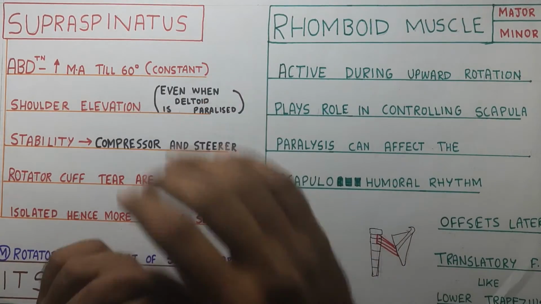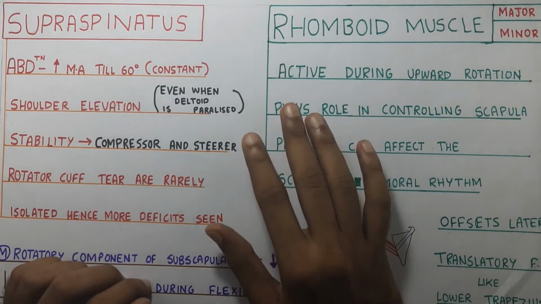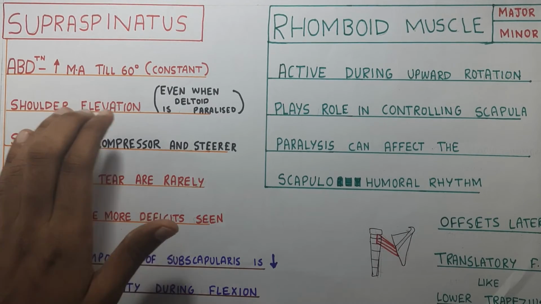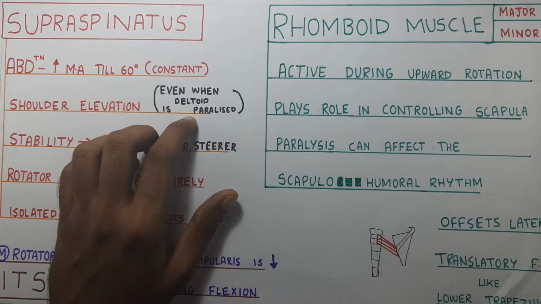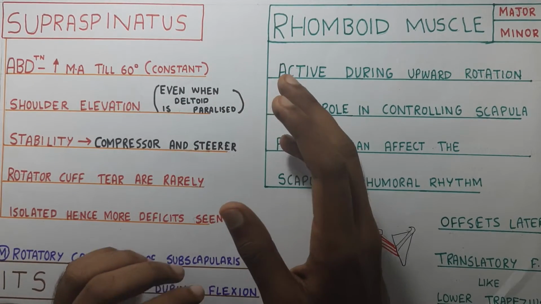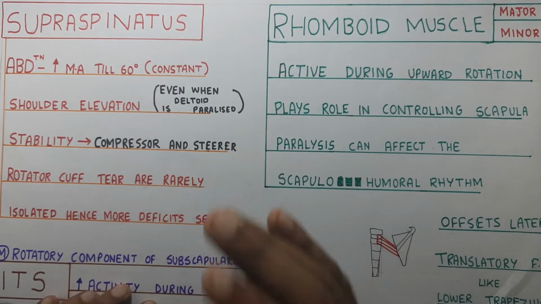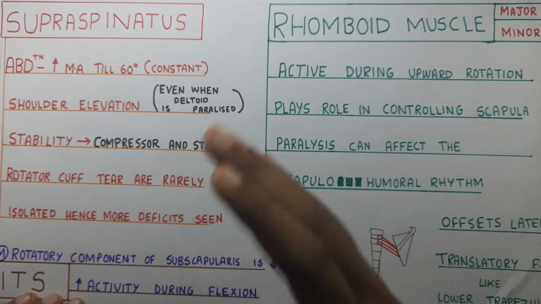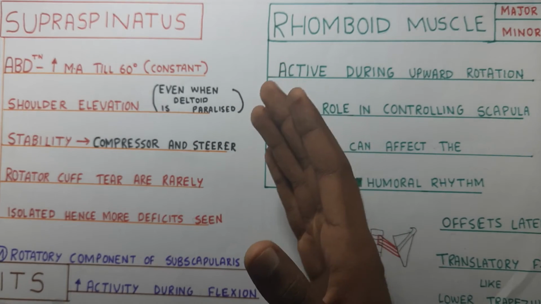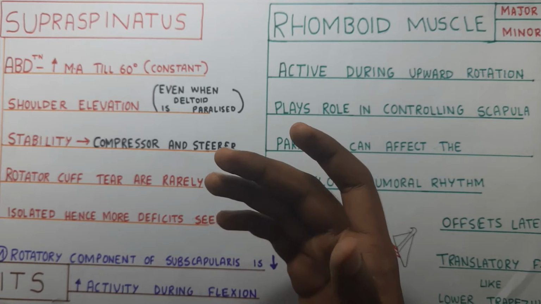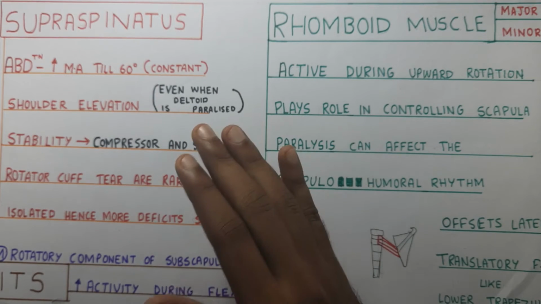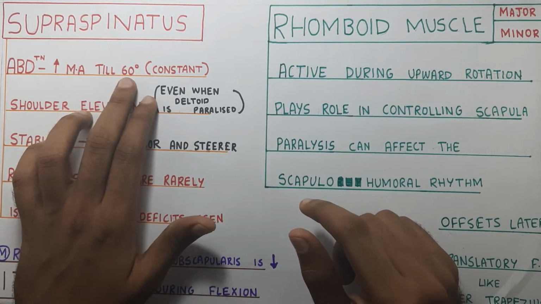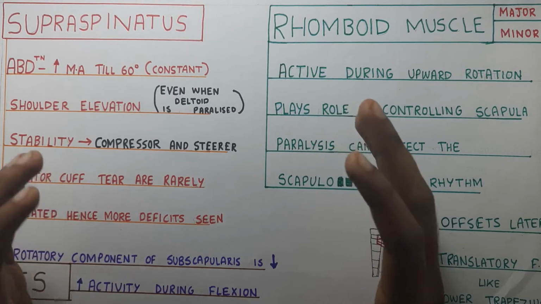Okay, so talking about the supraspinatus, the main function of supraspinatus is abduction. An interesting part is it can cause the whole shoulder elevation even without the deltoid. That is, even if deltoid is paralyzed, the supraspinatus can cause whole abduction or elevation at the shoulder joint, which is very interesting because we've been taught that supraspinatus is responsible for the starting few degrees of abduction, right? But that is not true. It can carry out whole abduction and it has a very high momentum till 60 degrees and it is pretty constant.